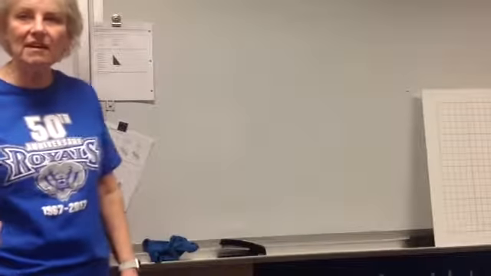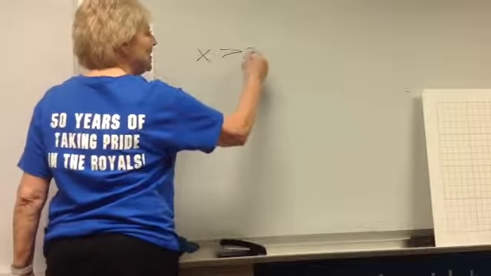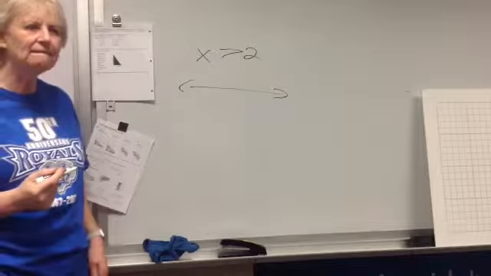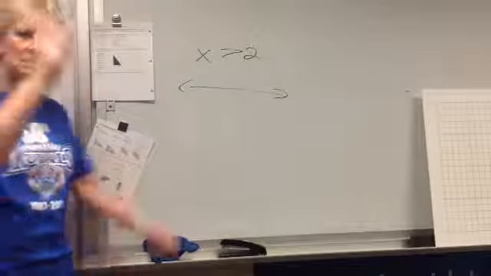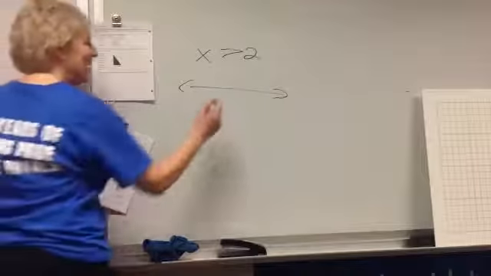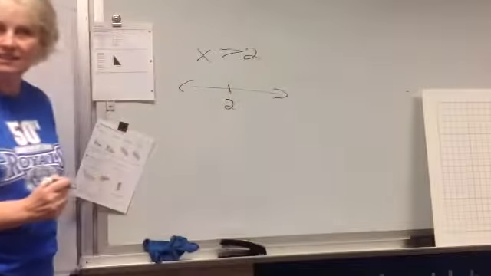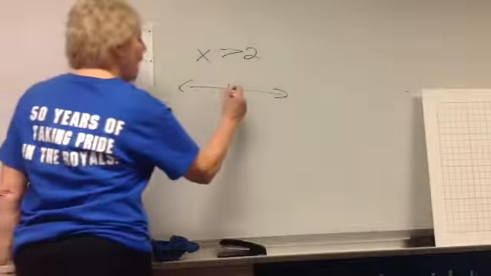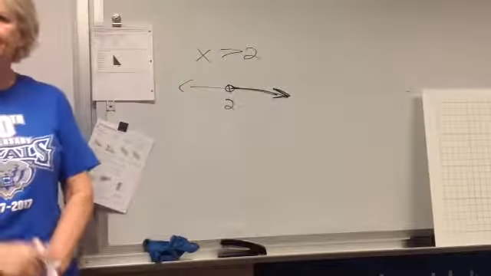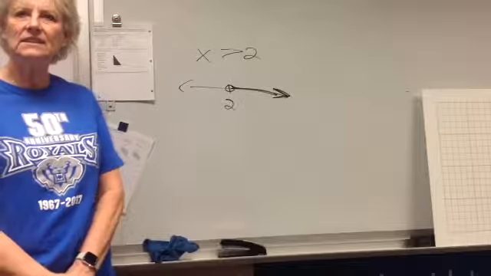Okay, do you remember? No, you don't remember. X is greater than 2 on a number line. How did we graph that? 2, 3, and I'm moving around, 1. So it doesn't go black. And then it goes that way. Okay, we had a 2, 3, 1. Open circle. Why open circle? Because it's not equal to it, but it's greater than it.